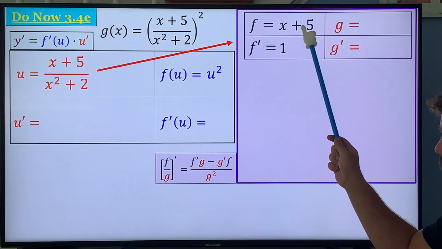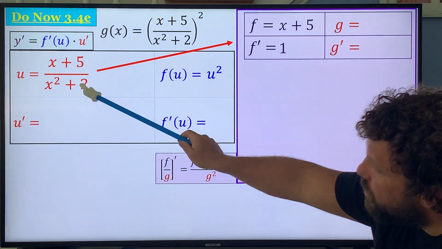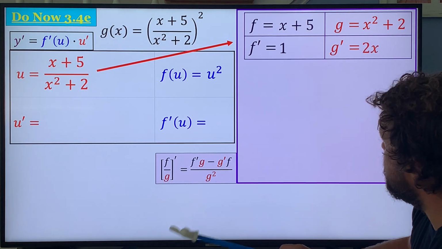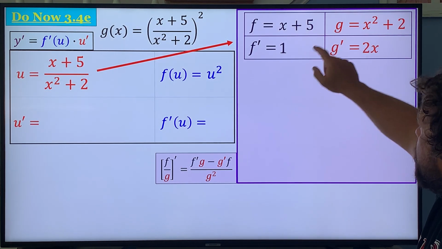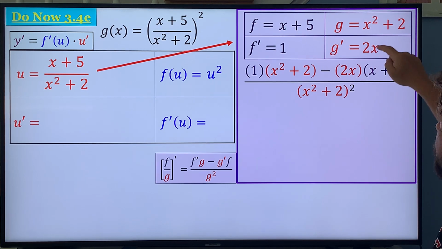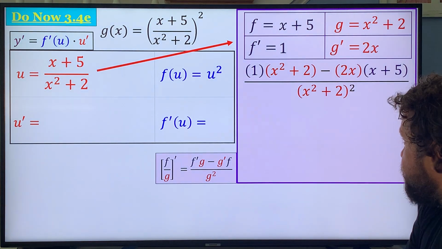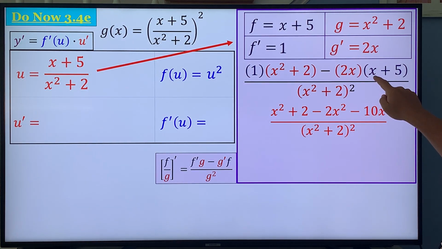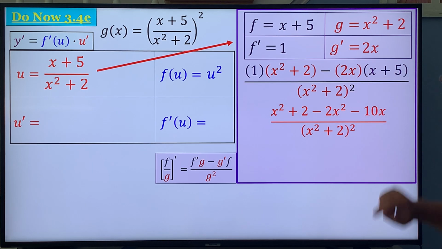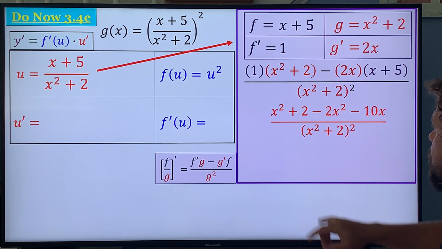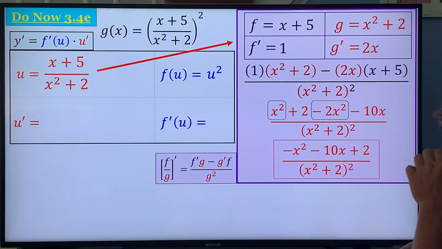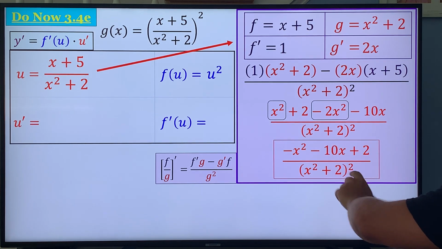Oh, sorry. Derivative of x plus 5 is 1. G, x squared plus 2. G prime, 2x plus 0. F prime G, 1 times x squared plus 2 minus 2x times x plus 5, all over x squared plus 2 squared. X squared plus 2 minus 2x squared minus 10x. Combine like terms, that becomes negative x squared minus 10x plus 2 all over x squared plus 2 squared.